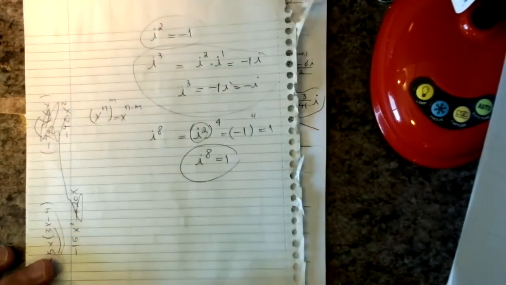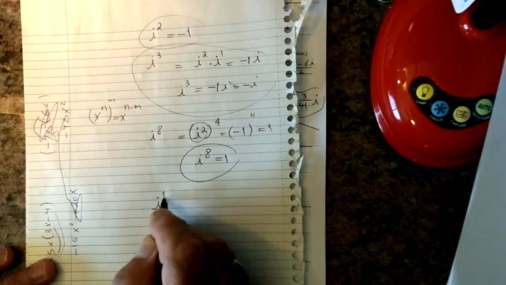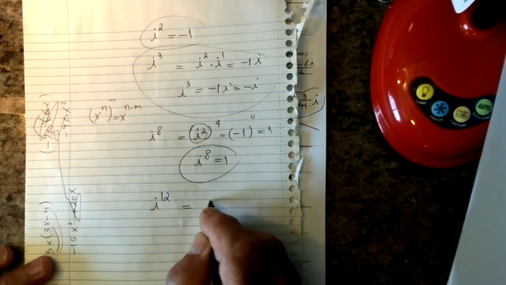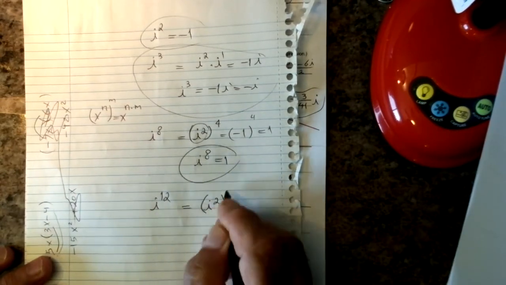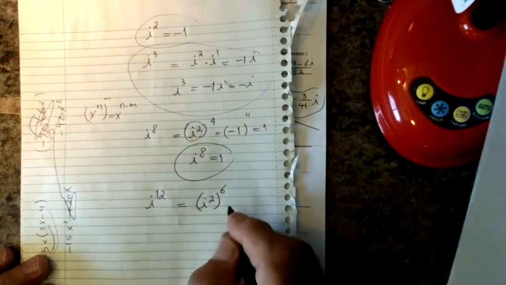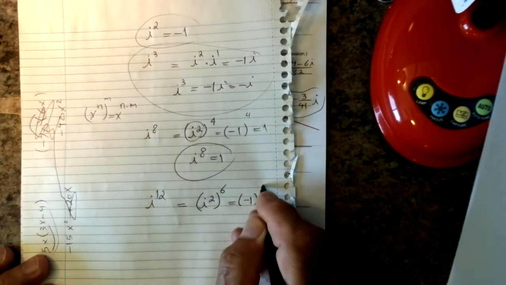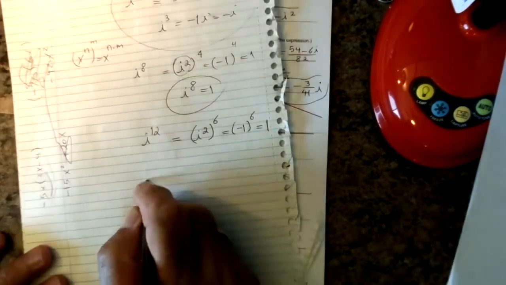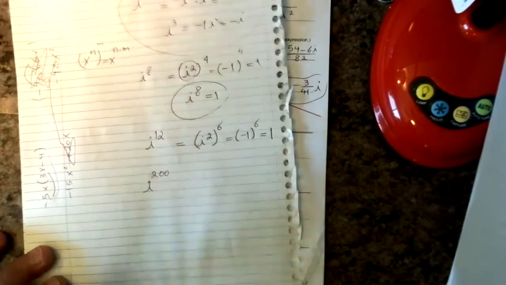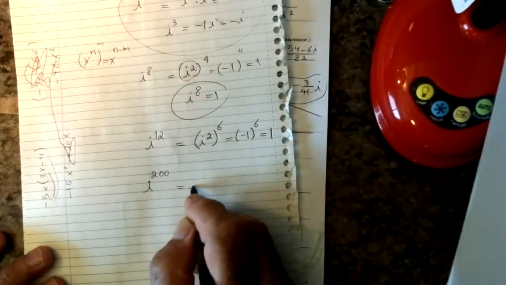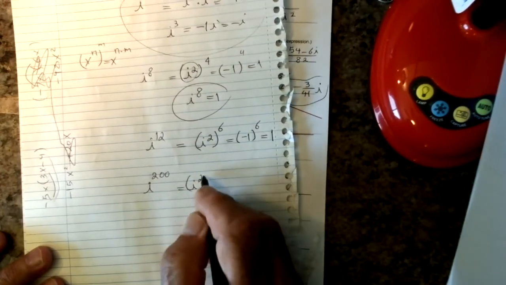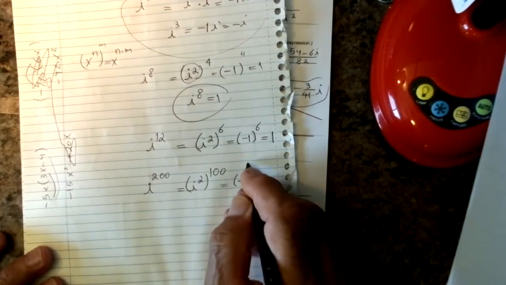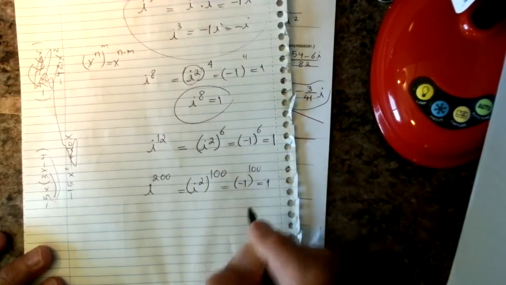Okay. What about i to power of 12? Again, divided by 2. That is equal to i², the whole thing to power of 6, again, right? So it would be negative 1 to power of 6, which is 1. What is i to power of 200? Divided by 2. See? It's negative 1 to power of even, is always 1. You could use your calculator for that.